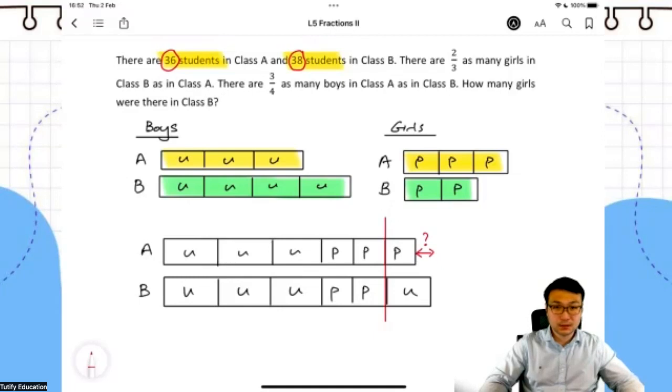Do you know? There are 36 students here and there are 38 students here. What is the difference here? Huh?